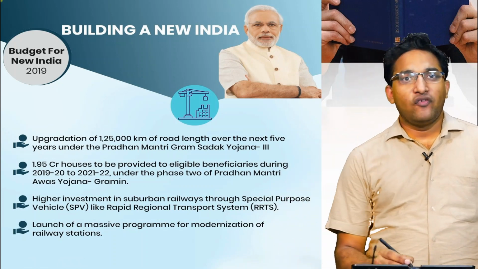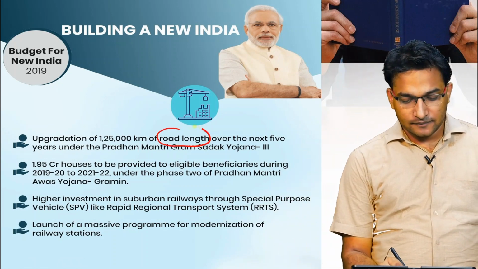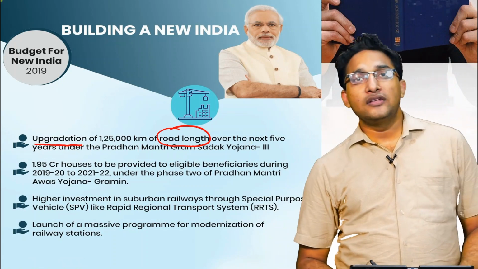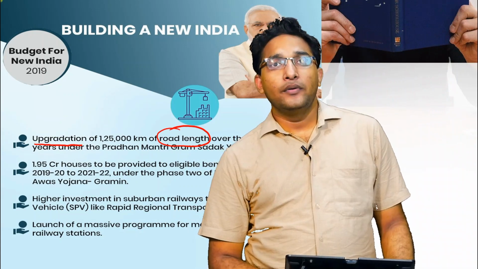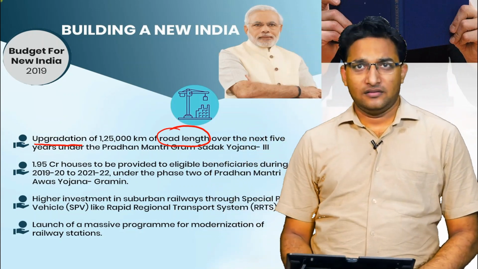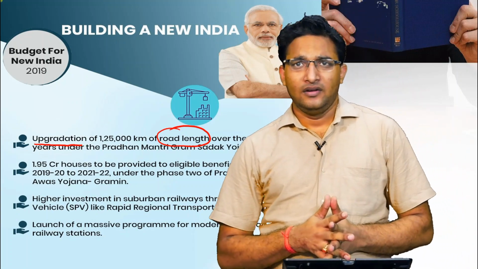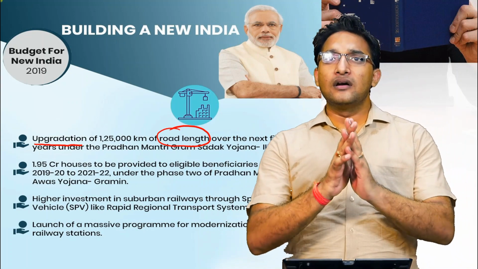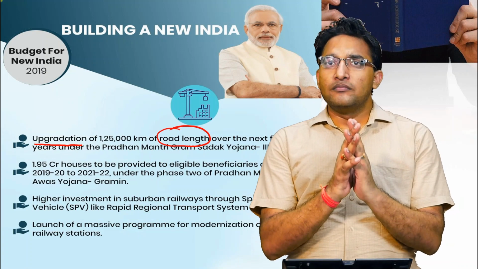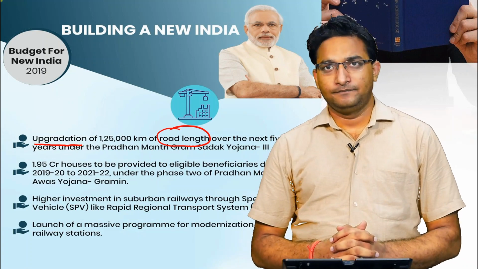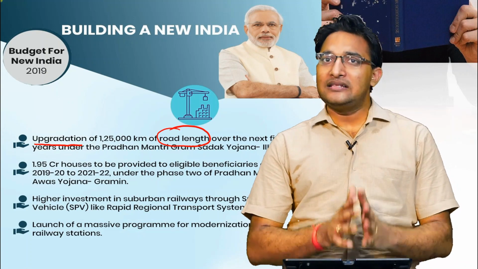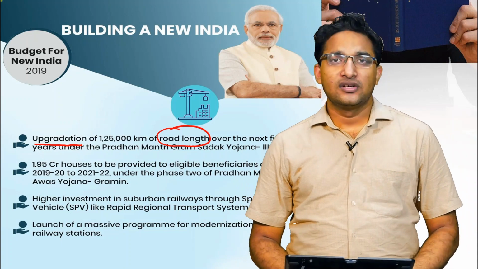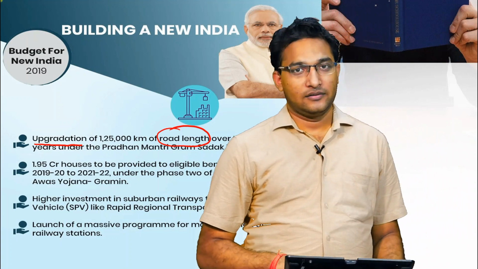Then upgradation of 1,25,000 kilometers of road length over the next 5 years. So this will be upgraded. The road is already existing. See, in India, what is missing? We are taking up a lot of construction activity, but what is missing is upgradation and maintenance. Maintenance is the most missing thing in India. So we need to really focus upon the maintenance and the upgradation of the existing infrastructure, so that the life of the existing roads is increased and we don't need to construct it again and again.